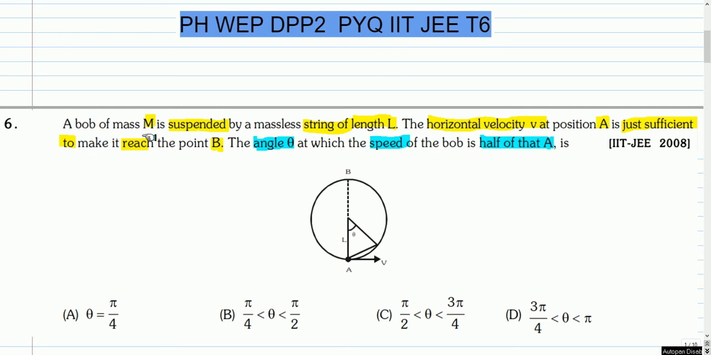A bob of mass m is suspended by a massless string of length L. The horizontal velocity at position A is just sufficient to make it reach the point B. The angle theta at which the speed of the bob is half that of A is. Four options are given. You can pause the video and attempt this question.